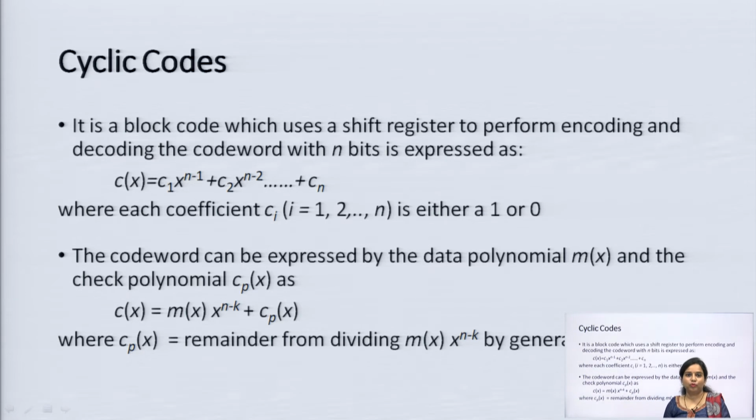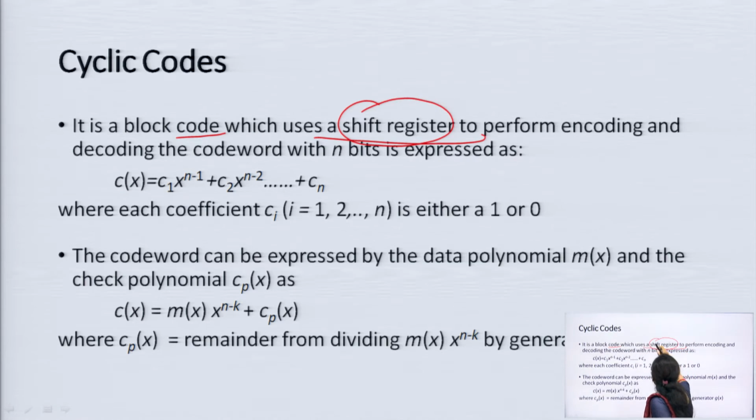Now, next we will move to cyclic codes. The name itself suggests it: whenever you shift the bits using the shift register, whatever code is generated, another cyclic code will be generated. So, it is a block code which uses a shift register to perform the encoding and decoding.